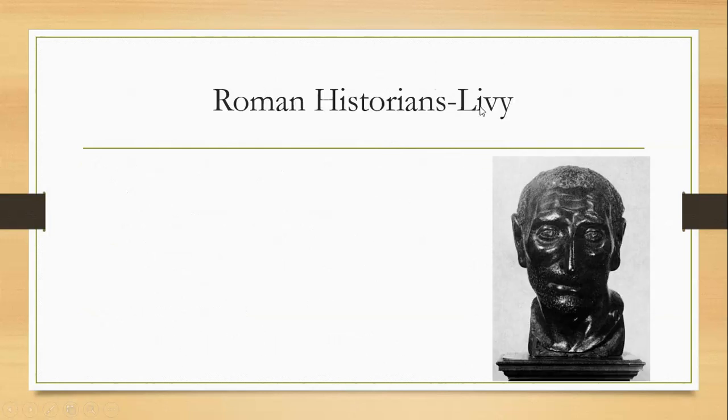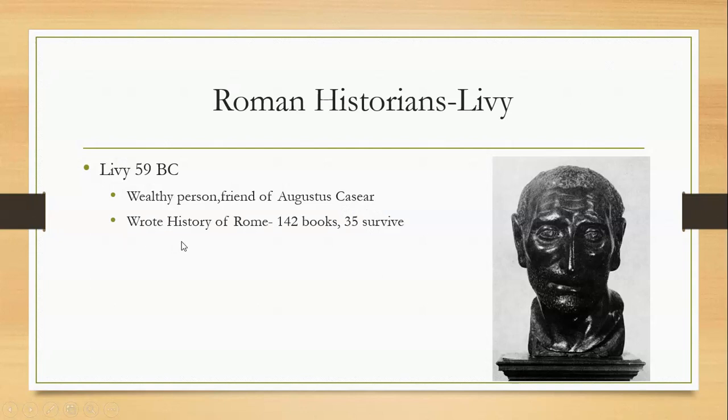Next, we will look into Livy. Livy is like Herodotus, you can say. He had a very powerful narrative. His period is from 59 BC. He was a very wealthy person. He never had to actually work. Also, he was a friend of Emperor Augustus Caesar. He wrote the book History of Rome. Actually, it was 142 books he has written, out of which only 35 have survived. He has written about Rome from its foundations to empire building, how the republic fell, how empire was built.